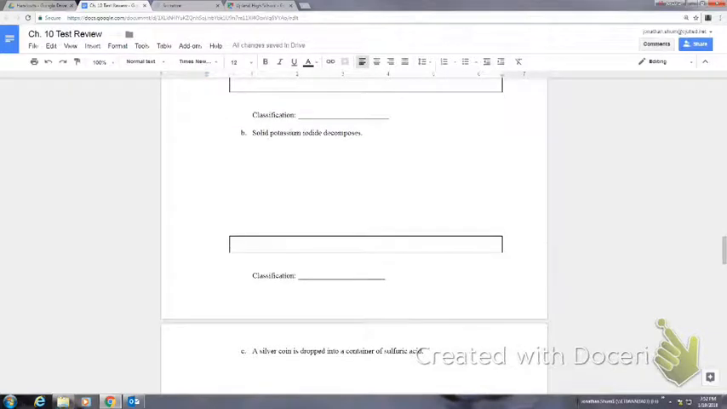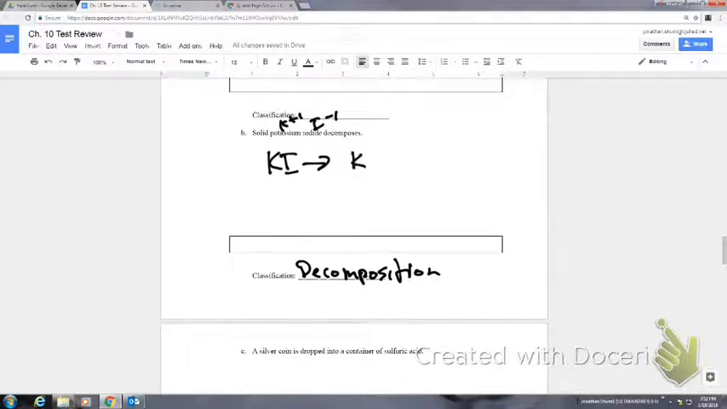The next one is solid potassium iodide decomposes. So this is a decomposition reaction. Solid potassium iodide, potassium is a K plus 1, iodide is I minus 1, so the KI decomposes into its elemental form, which is potassium plus iodine. Remember, iodine is a diatomic. So this is what I call my skeleton equation. To balance it, it would look like this: 2 potassiums on each side and 2 iodines on each side.